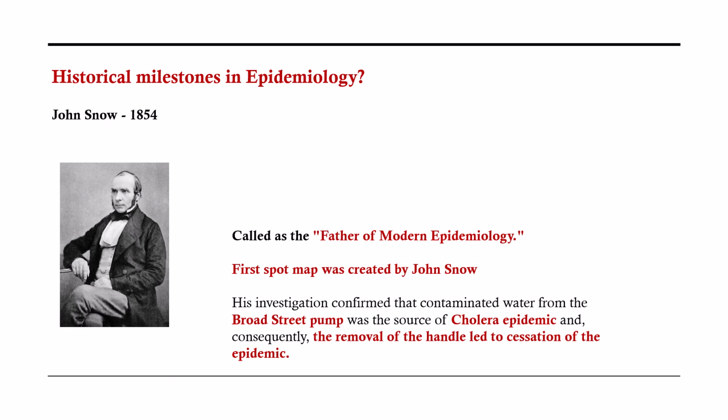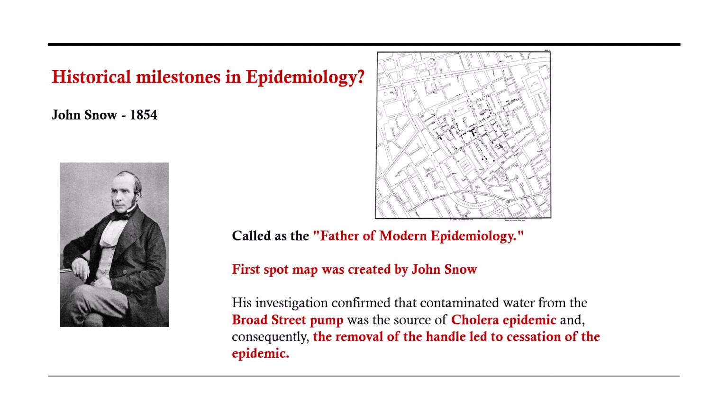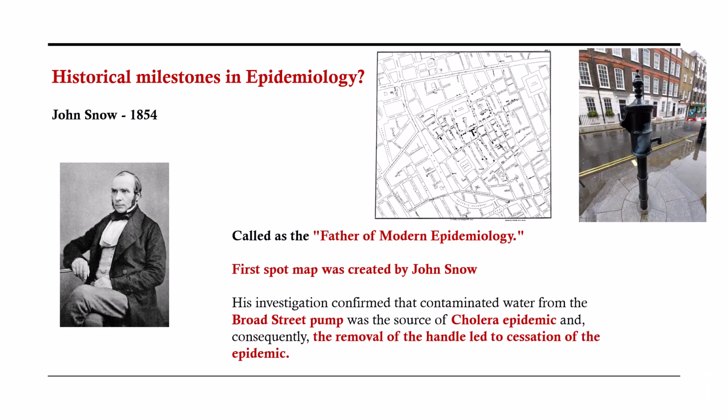This is John Snow. He was an anesthetist and he applied his investigative mind to control the epidemic. Okay, this is a spot map of Broad Street, and more number of cases and deaths were around Broad Street pump. Okay, this is a replica of Broad Street pump, which is kept in the memory of John Snow.